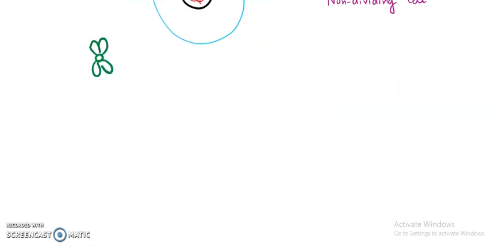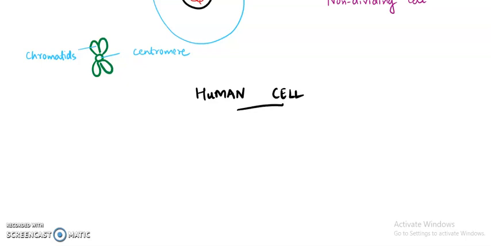This is the general structure of a chromosome, with the centromere in the center, and these arms are known as chromatids. Now we have also seen the morphology. Now let's talk about a human cell, meaning the cell that is present in a human being would be an example of a human cell.